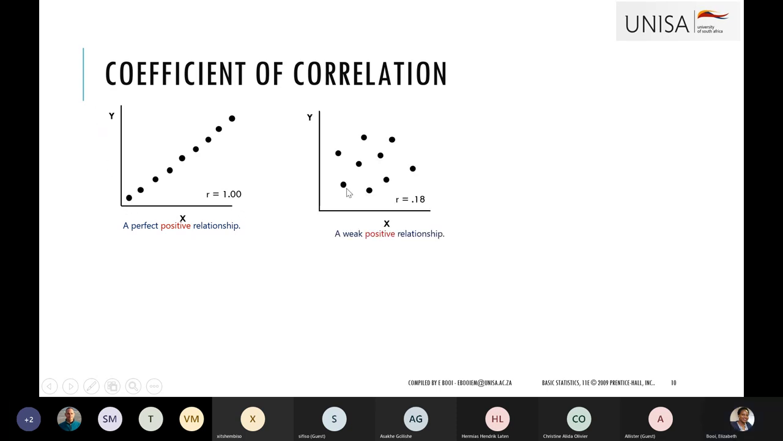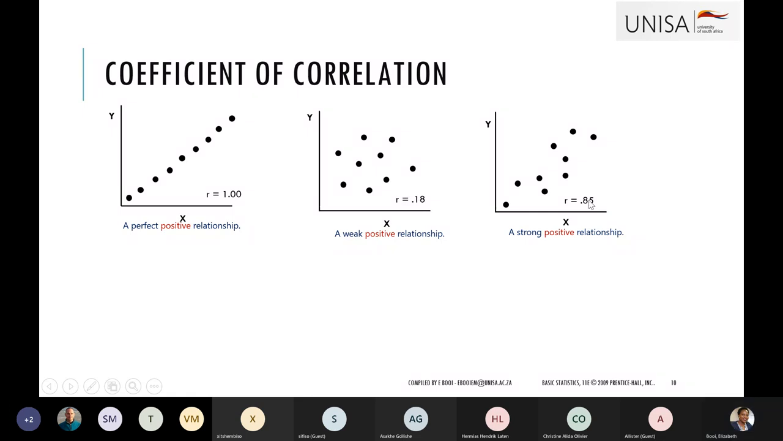The next one, you can see that the dots are spread, and your coefficient of correlation here is R equal to 0.18, which means this is a weak relationship. But also when you look at the dots, it shows that when the values of X are increasing, the values of Y are also at least increasing a little bit. But what's most important is the sign of R when you are looking at the graph, because that will help a lot in the interpretation of your correlation or your relationship.